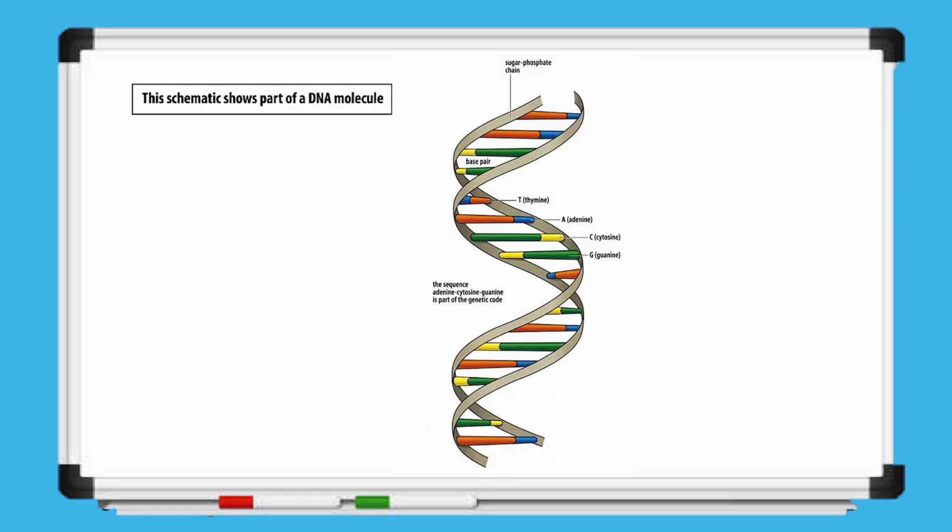The sugar-phosphate backbone forms the outer structure, while the bases are found in the center. DNA acts as a chemical blueprint for living organisms, and understanding base pairing is important for understanding how genetic information is stored and passed on.